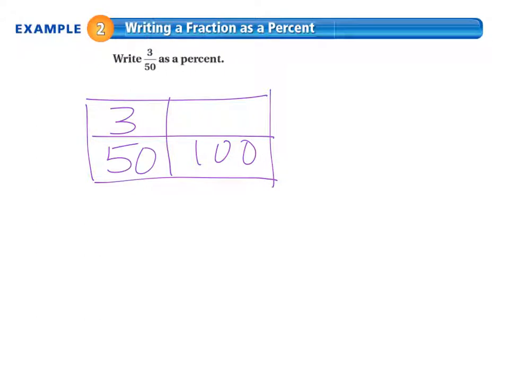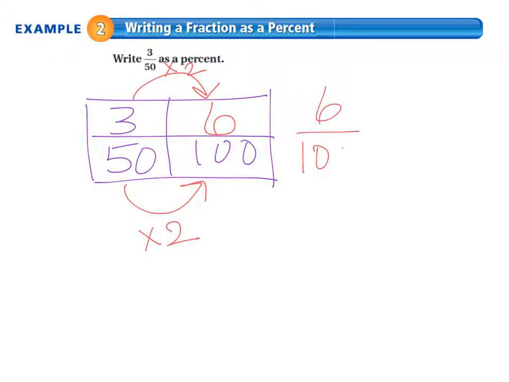And so now I just need to figure out what goes in that upper right hand corner. So how do I go from 50 to 100? Well, multiply by 2. If I do it to the bottom, do it to the top. Times 2. 3 times 2 is 6. So my new fraction is 6 over 100.